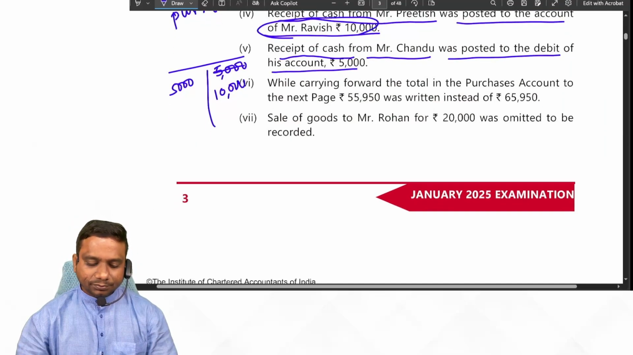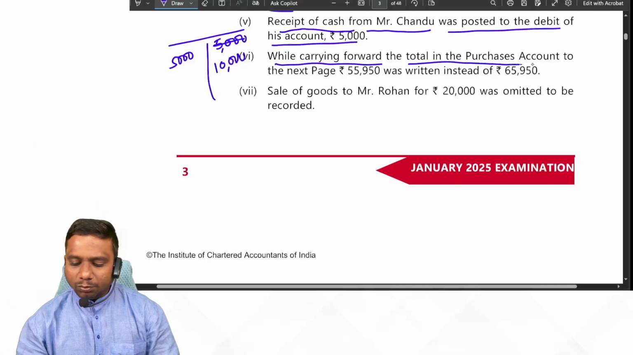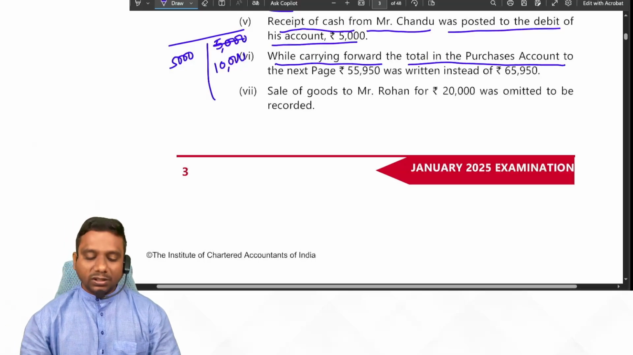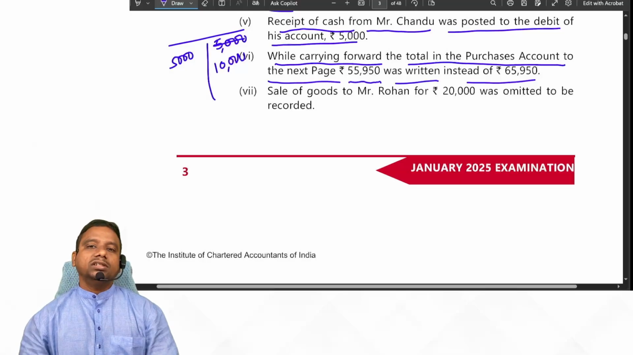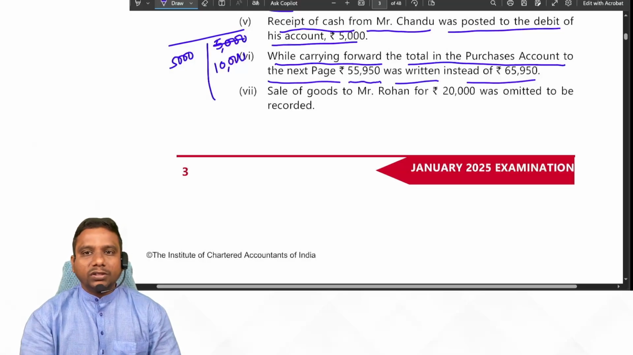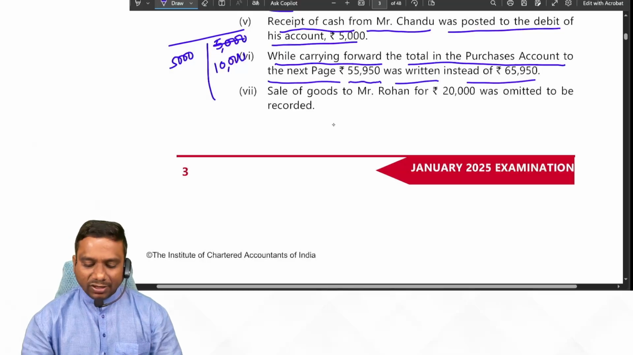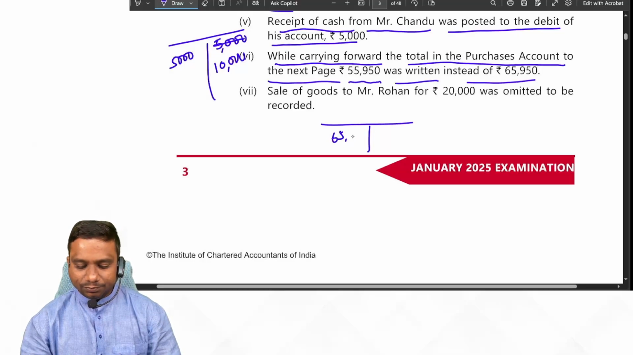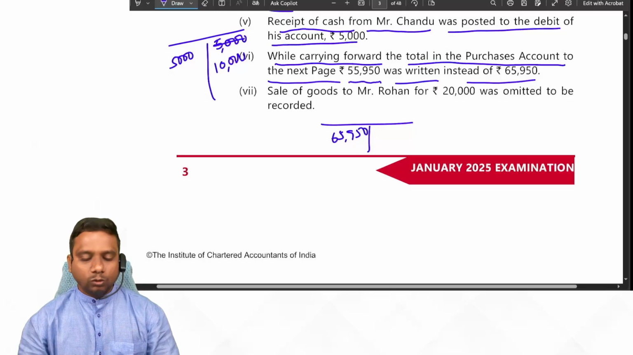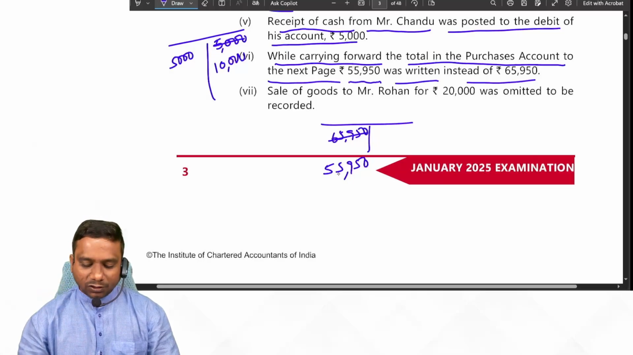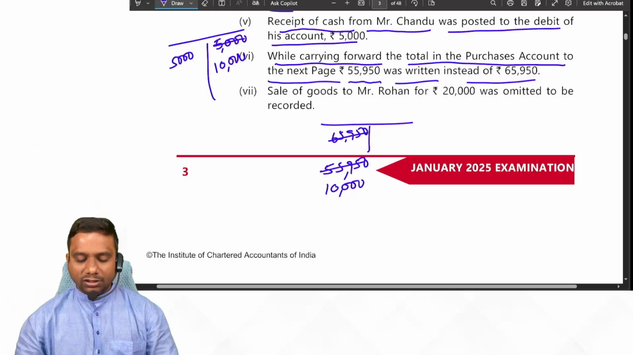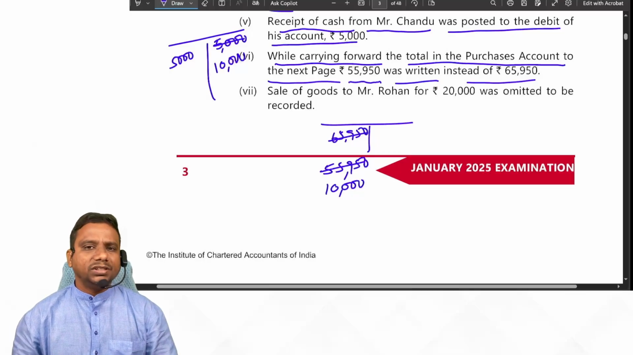Next one. While carrying forward the total of purchases account to the next page, 55,950 was written instead of 65,950. Actually, for the purchase account one page total, we have to write how much? 65,950 is the correct amount you have to write. But by mistake, how much amount have you written? 55,950. So you have written 10,000 short. Now what do we do? We simply debit purchase account with 10,000 rupees. Is it or not? Yes.